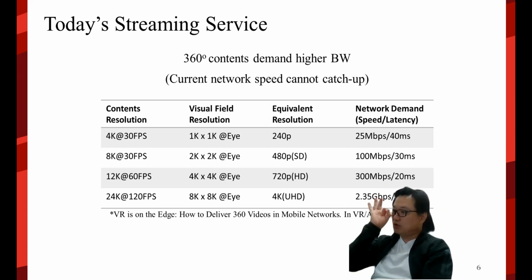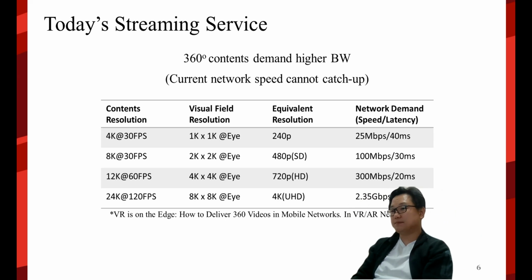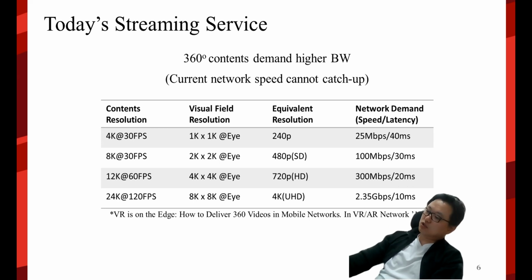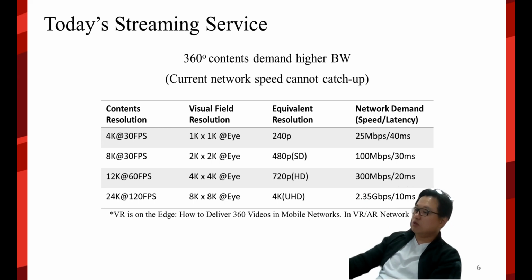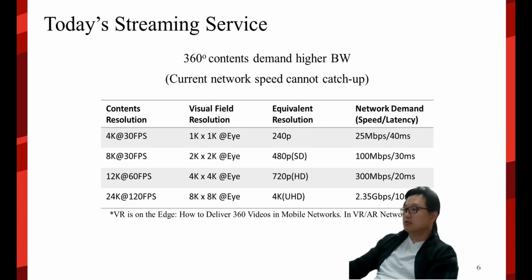What if I want to see 4K quality in my eye? That means I need 8K by 8K at the eye resolution, and content-wise I need 24K at 120 FPS. I need a 2.35 Gbps network with latency smaller than 10 milliseconds, which does not exist in today's technology. We are at about 30 milliseconds and 100 Mbps at best. But 2.35 Gbps, we have never reached that point yet.